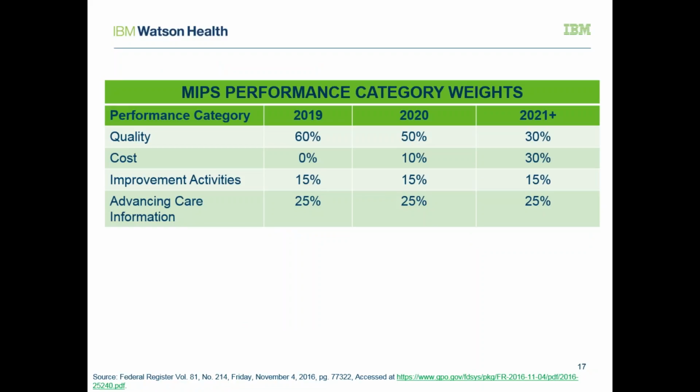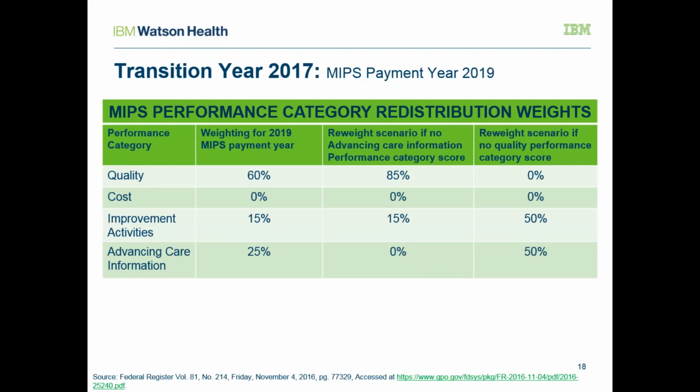I won't concentrate too much on that. But in terms of the transition year, one thing I wanted to mention here is that it's possible that there might be some eligible clinicians that might not have sufficient measures applicable and really available for each of the performance categories. So in order to give eligible clinicians an appropriate scoring, there are re-weighted scenarios, particularly for the advanced care information and quality categories.